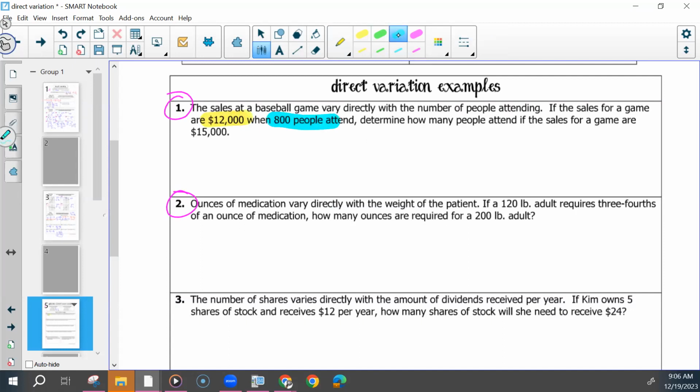$12,000, 800 people attend. What else? The sales for a game at the beginning. No one else thinks there's anything else important? Okay, for 15,000. Okay. Is there anything else that stands out? What are we looking for?